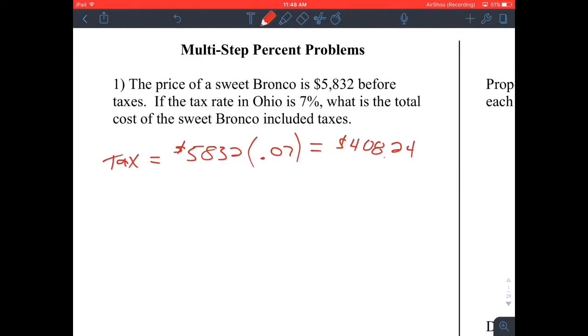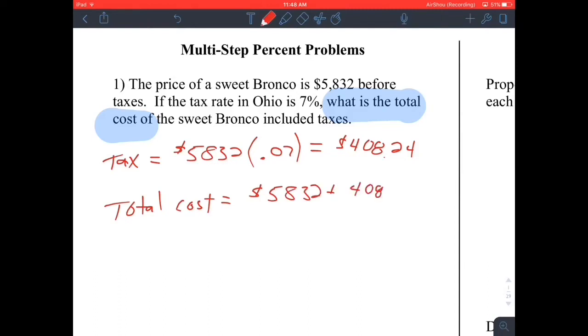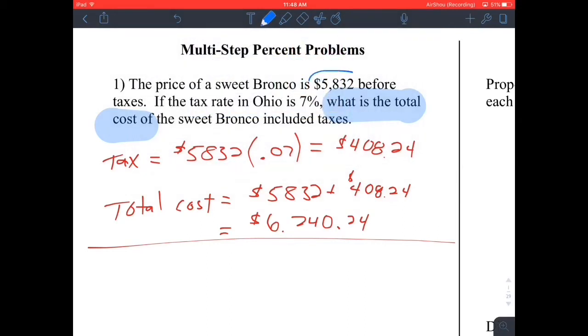The question is, what is the total cost? So that would be the price of the vehicle plus the tax. To find that, we're going to add the price of the Bronco plus the tax, $408.24, and that's going to give us a total of $6,240.24.